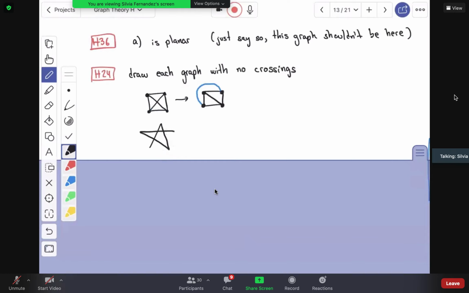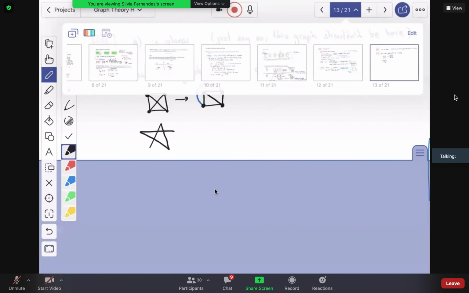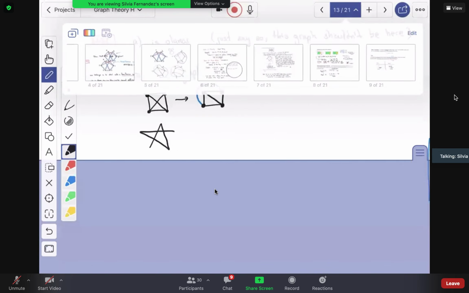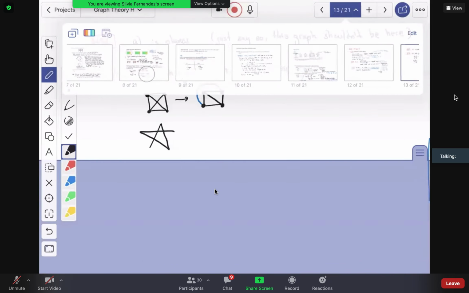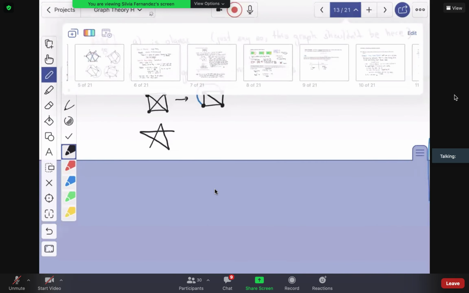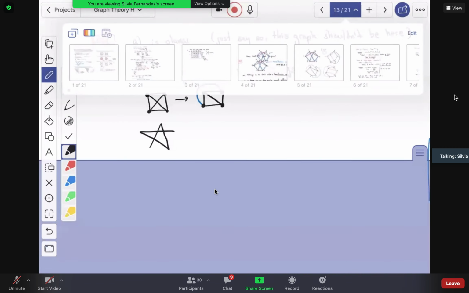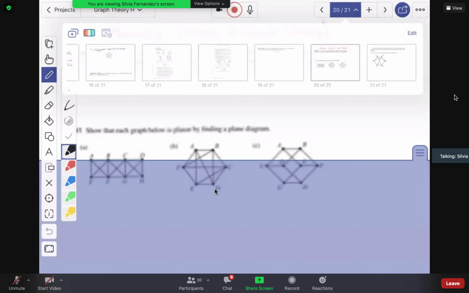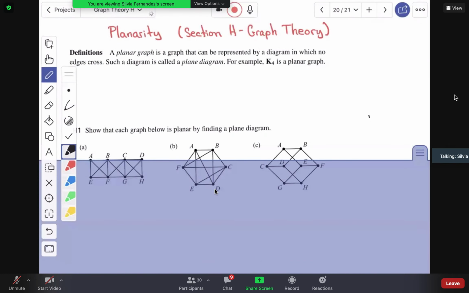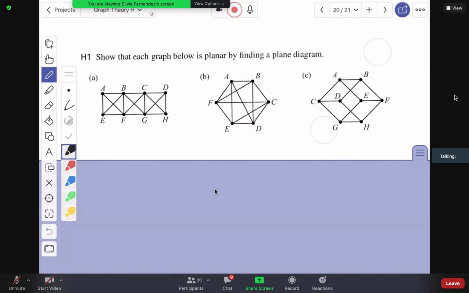Actually, instead of solving the homework for you, we can go back to one of the problems that we had at the beginning. Where is it? I know, it's over here. Yeah, so this one. You see? So this is like H24.